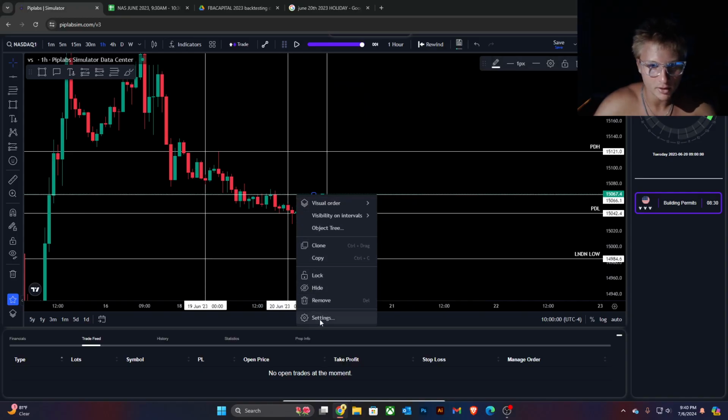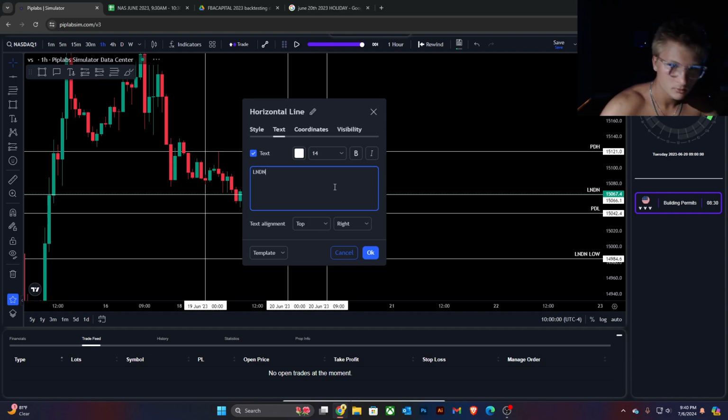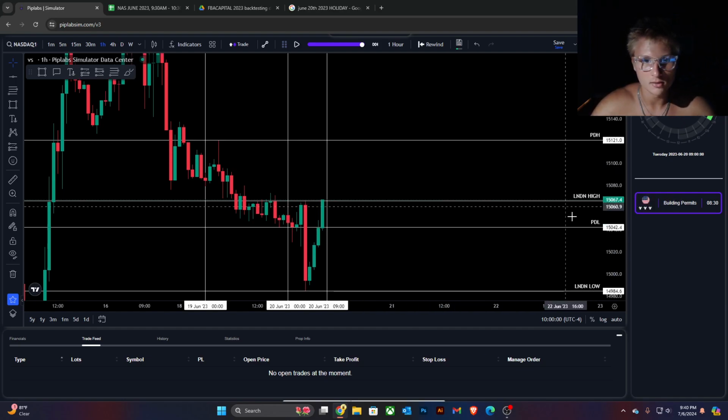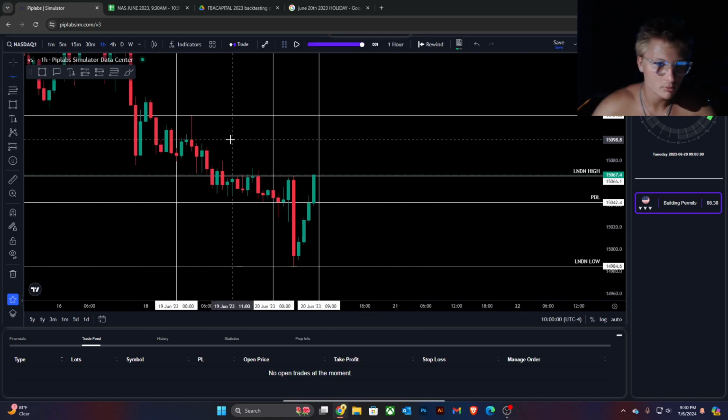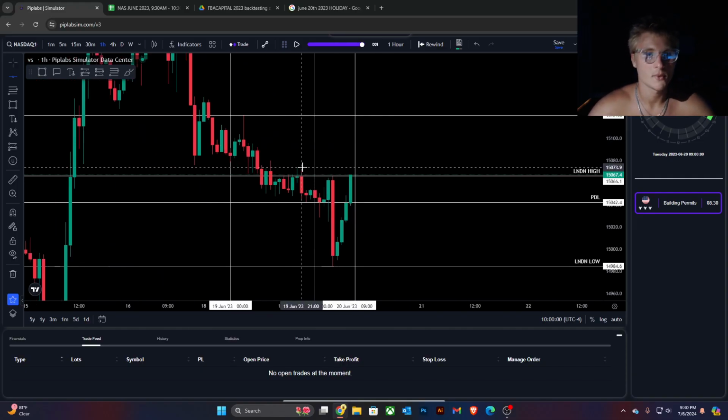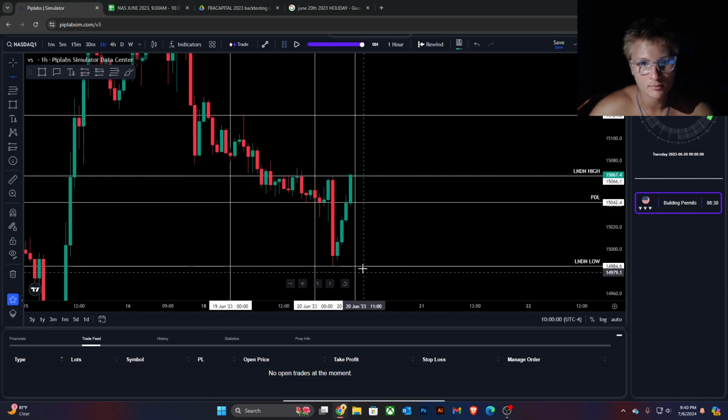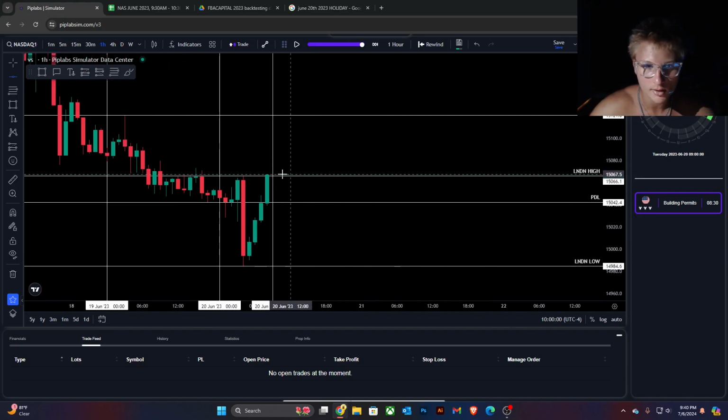London high up here. I've been using the London highs and lows a lot just because they're pretty good areas. They're pretty high probability areas of liquidity, meaning that there's orders sitting above and below them. So you can see right now London high is getting ran.